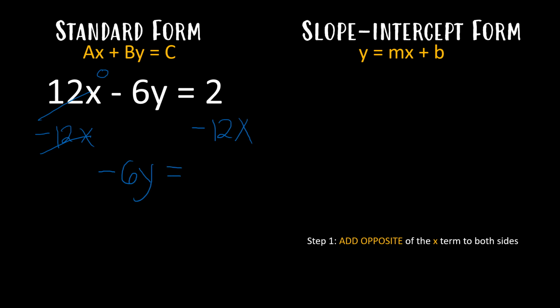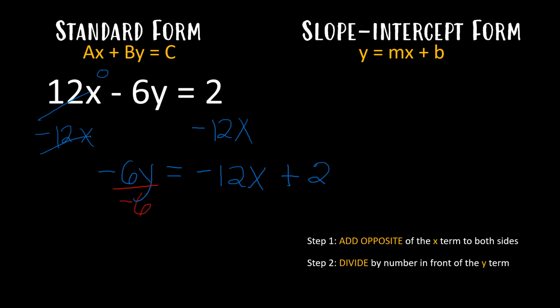At sa kabilang side ng equal sign, hindi pa rin pwedeng pagsamahin. Kopyahin lang, unahin ng x term, which is negative 12x. And then, positive 2. And then, for the next step, we will divide lahat ng terms by the number in front of the y term, which is negative 6. So, di-divide lang natin lahat by negative 6. Okay? So, negative 6y divided by negative 6. Negative 12x divided by negative 6. And this by negative 6.